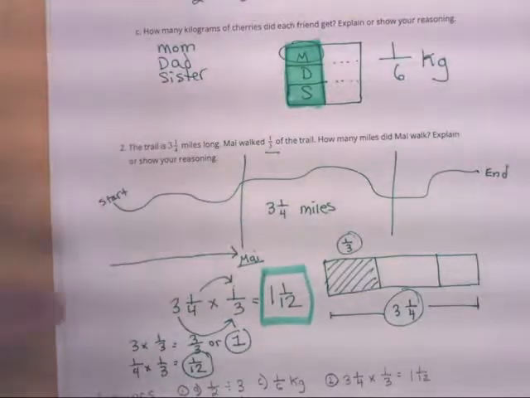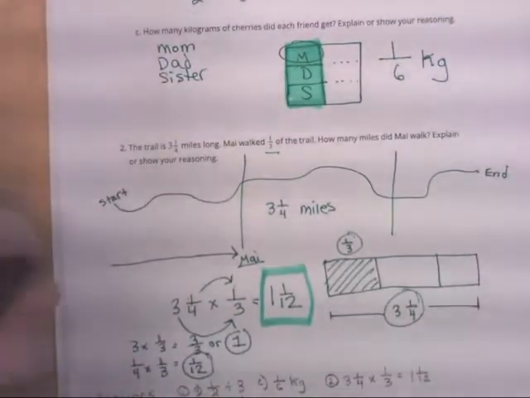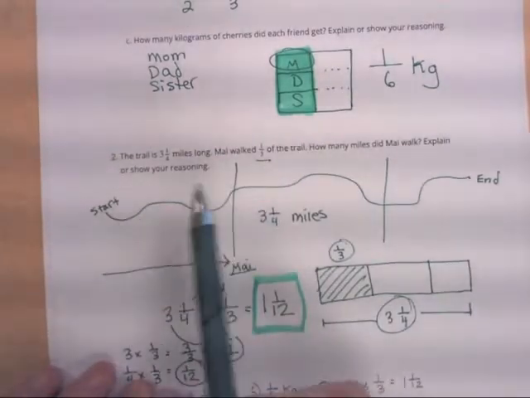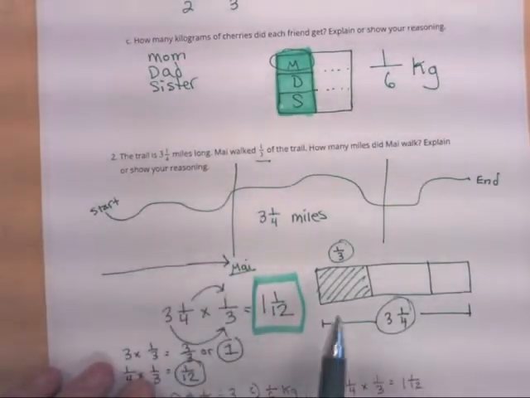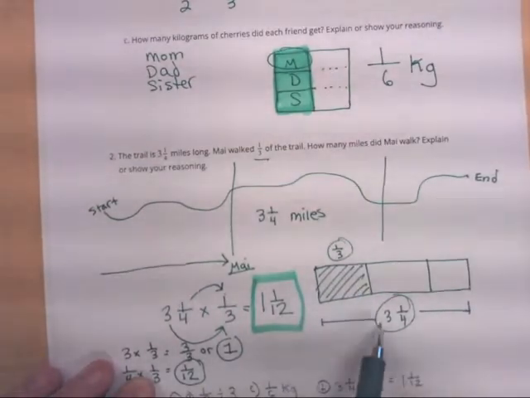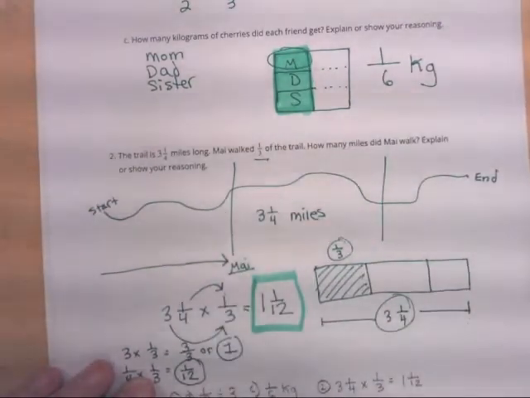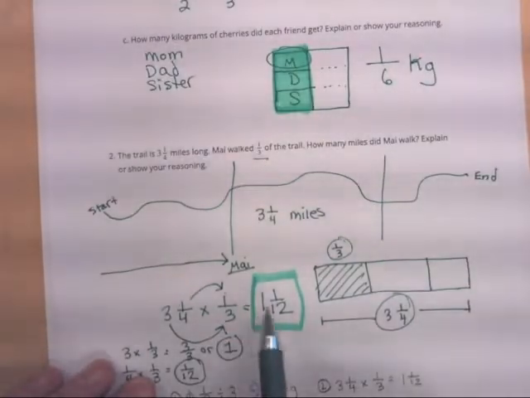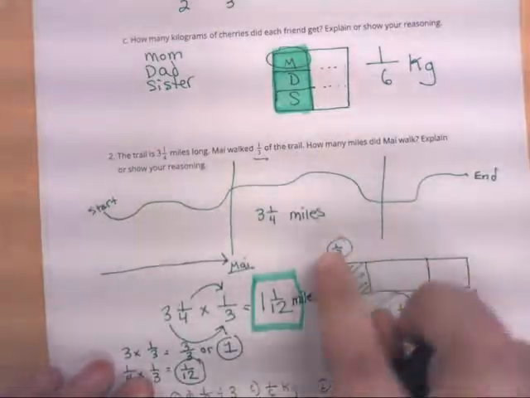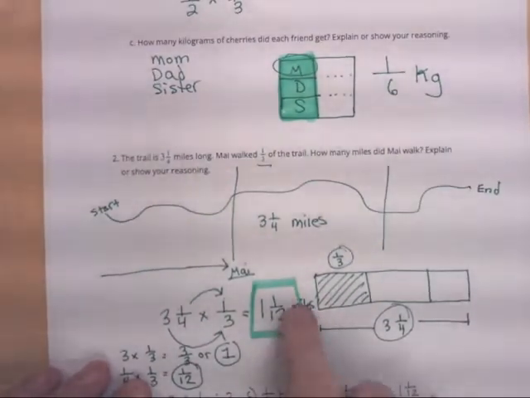And if you remember when we first started talking about this problem, after kind of thinking it out, we can see that this distance here, or represented in this diagram, this distance here, is going to be less than the total distance of 3 1/4 miles. But 1 1/12 miles is certainly less than 3 1/4. So this does make sense.